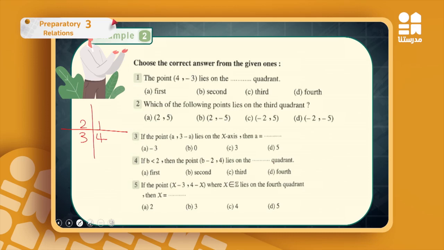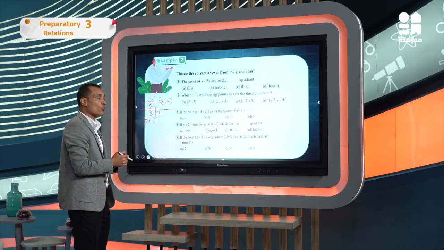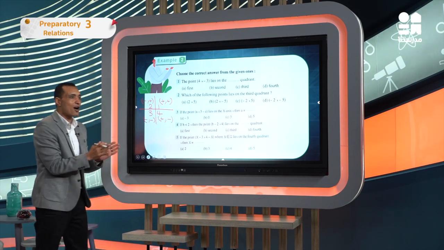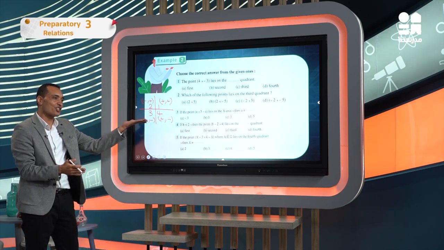The first quadrant, both x and y are positive. The second quadrant, x is negative and y is positive. The third quadrant, both x and y are negative. So negative and negative. And the fourth quadrant, you can see that x is positive and y is negative. Now it's easy to solve this question.